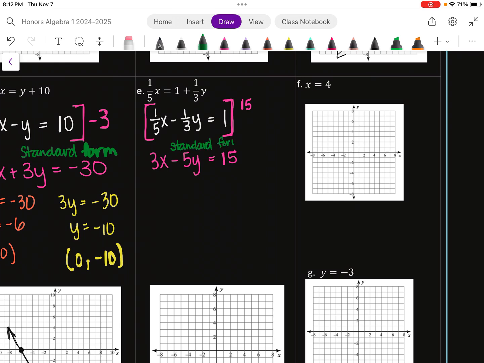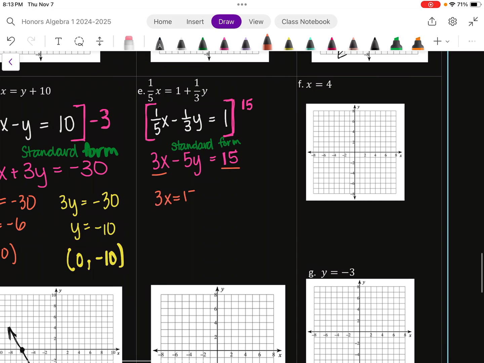And then hopefully we are kind of in a groove now on how to find the x and y intercepts. X-intercept, I need to do 3x is equal to 15, and that's because I plug 0 in for y. That cancels out the negative 5 times y, right? And that is x is equal to 5. 5, 0.